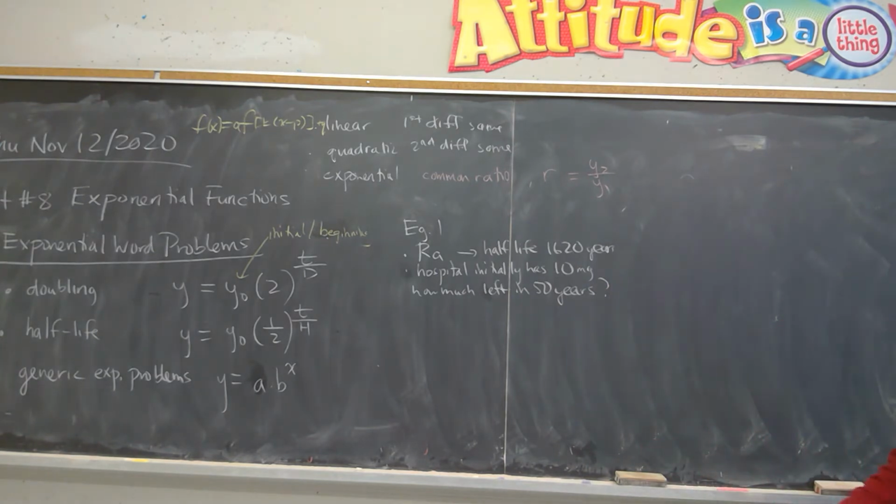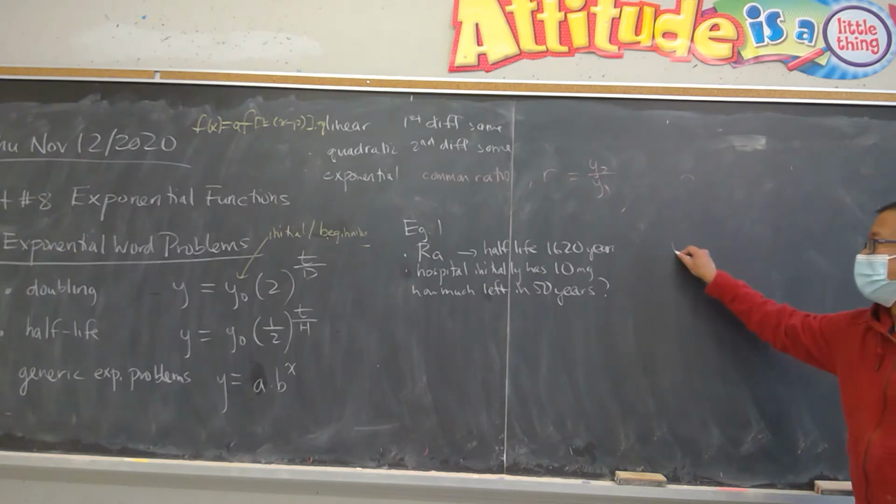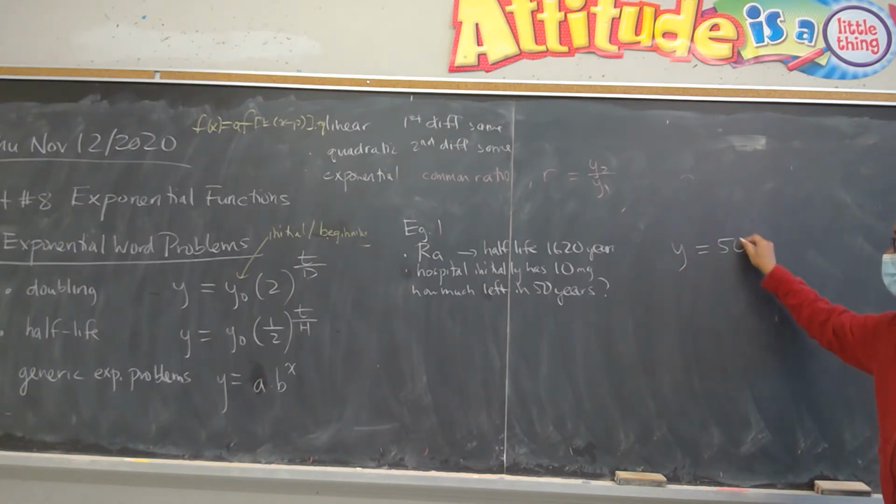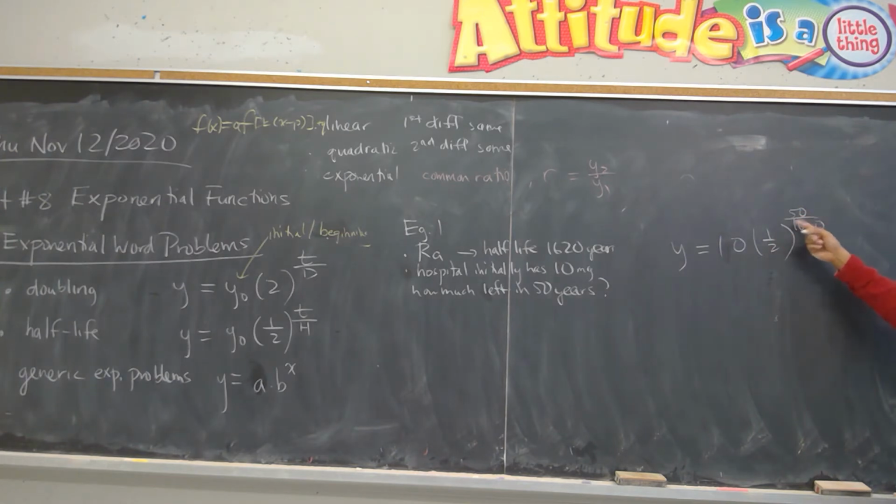So setting this up for the answer, really straightforward, I think. Y is equal to 10 milligrams times the half, that base, which of course is decay. The time frame is 50 years over its half-life. So 10 milligrams at the hospital, half, 50 over 1,620. So 50 is the time frame, and 1,620 is the half-life.